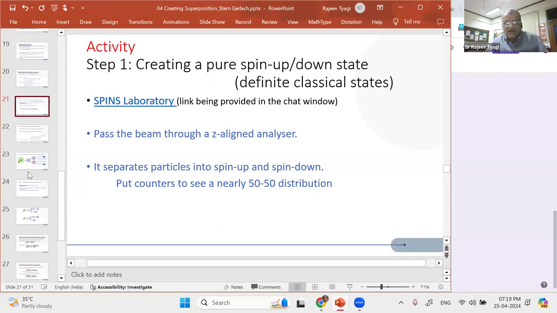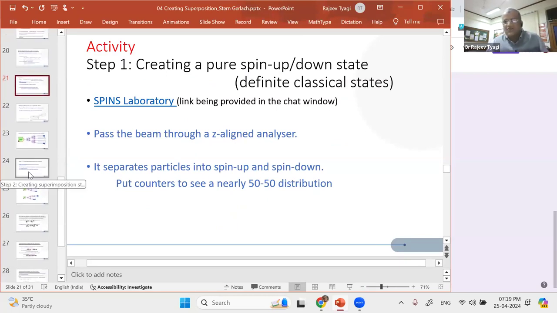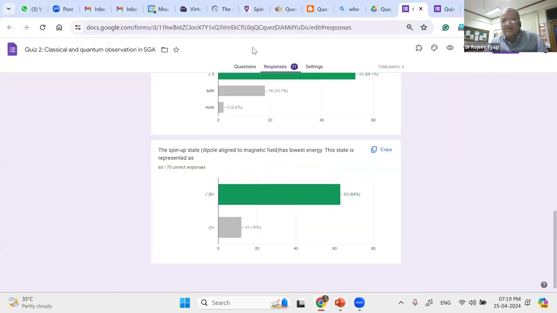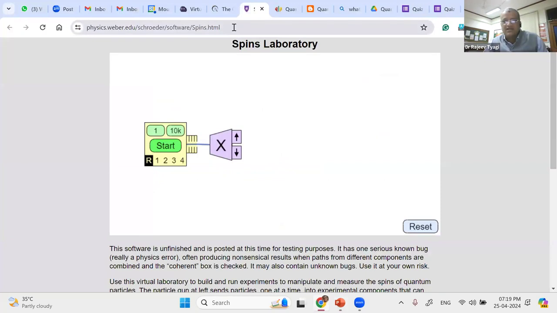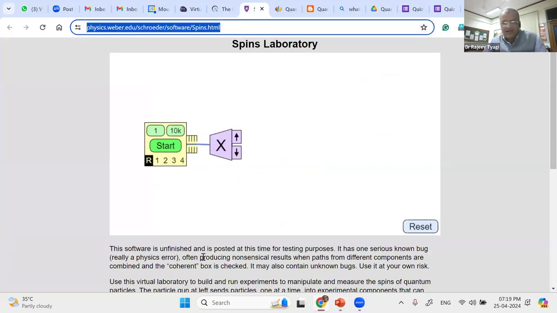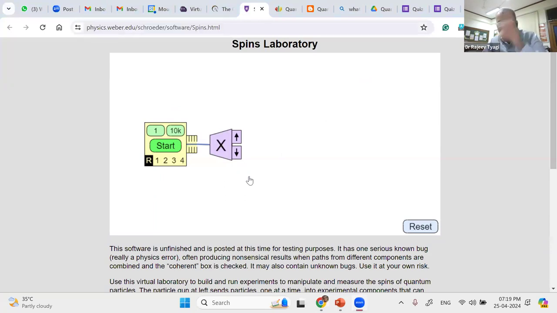Moving ahead, this is the activity that we are going to do right now. First, I'll share with you the link so that you are able to play along with me. First, we'll create these spin up, spin down pure states, and then we'll create the superposition of it. So this is Spin's laboratory. I'll share it and place it in the chat box. You click over it and play along. So this should be opened on your computers now.